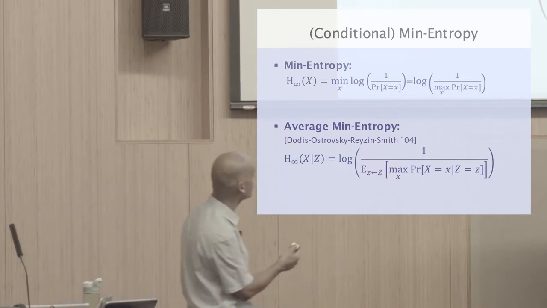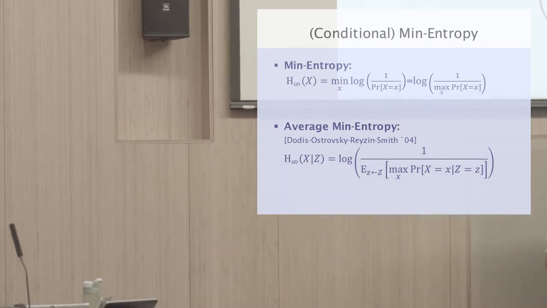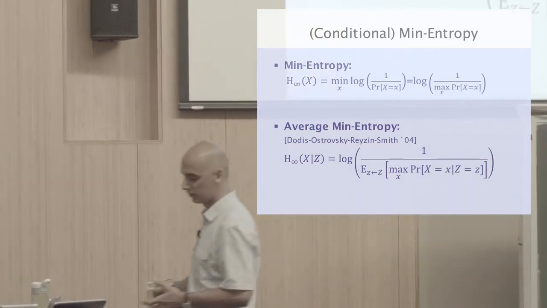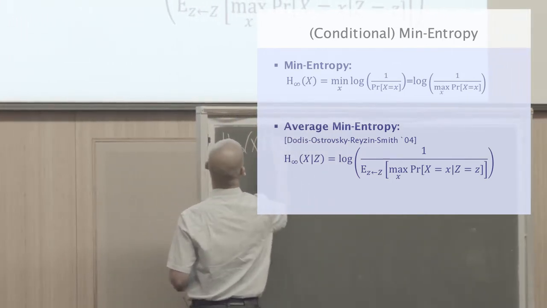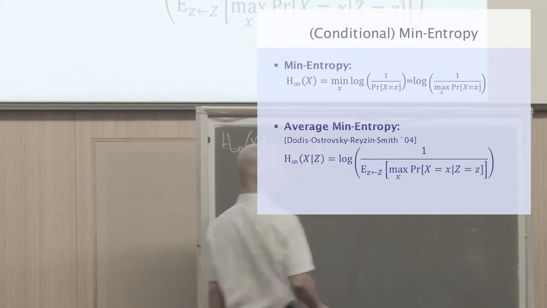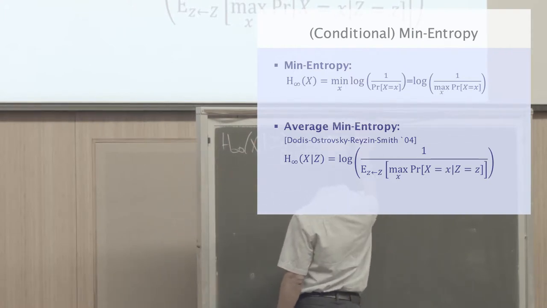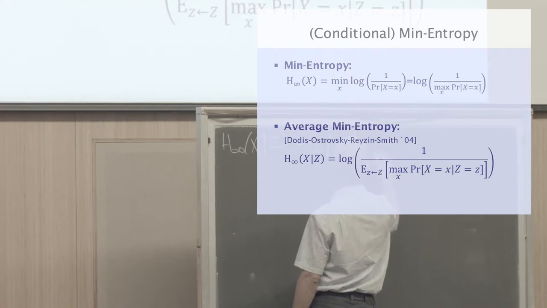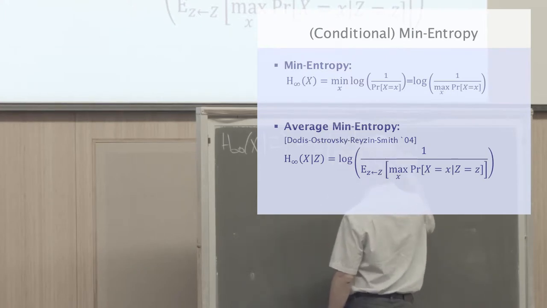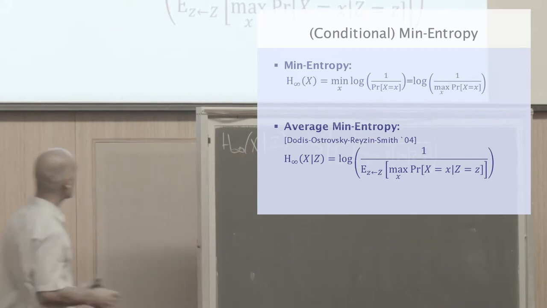And then there is this very nice notion of average min entropy, introduced by Dodis, Ostrovsky, Reyzin, and Smith. Am I writing too small? Good? The board's not very big, so I don't want to use up too much real estate too quickly. All right, where we do take an expectation over Z, when we're conditioning on Z.